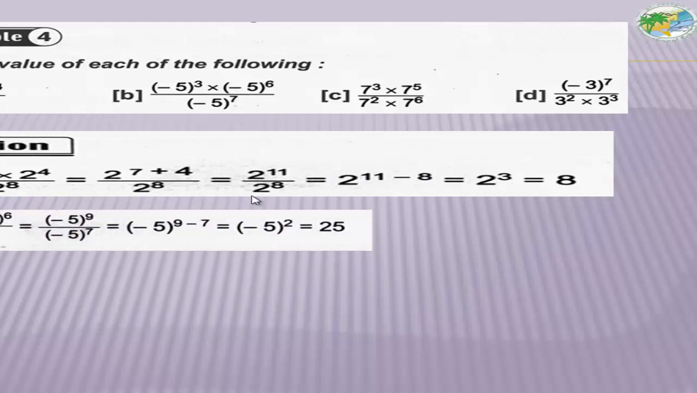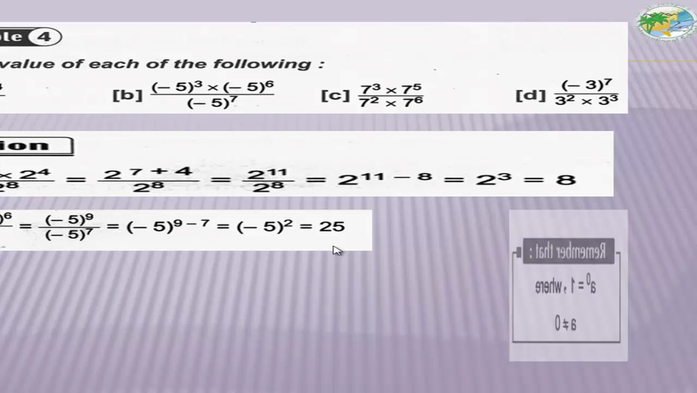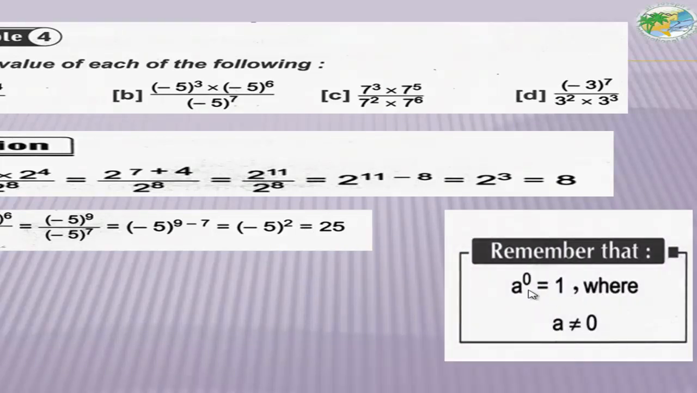Fine. The next question, the same base. Ignore the denominator and write the numerator: negative 5 power 9 over negative 5 power 7. Now we can use the property of division, the same base for division in both number and sign. Then we subtract the powers: negative 5 power 9 minus 7 equals negative 5 power 2 equals 25. Remember, any number power 0 equals 1, where A is not equal to 0.